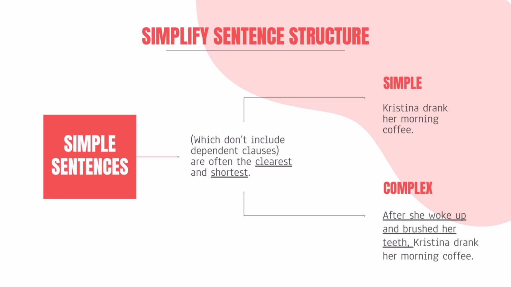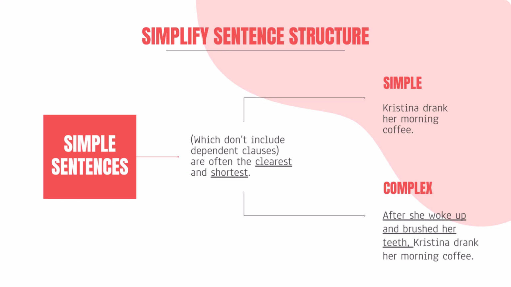Let's take a look at an example. This is a simple sentence. Christina drank her morning coffee. This is a complex sentence that includes a dependent clause in the beginning. After she woke up and brushed her teeth, Christina drank her morning coffee.